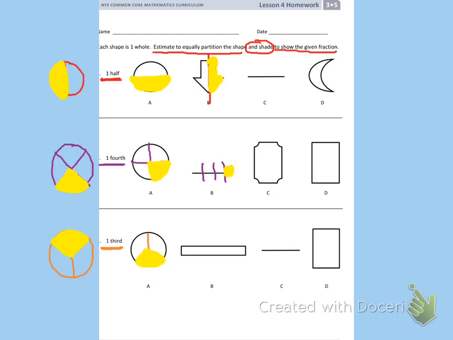Looking at the rectangle, I could divide it this way, and again shade just one of those sections. It doesn't matter which section, just one of the thirds. And you can do items C and D on this row as well.